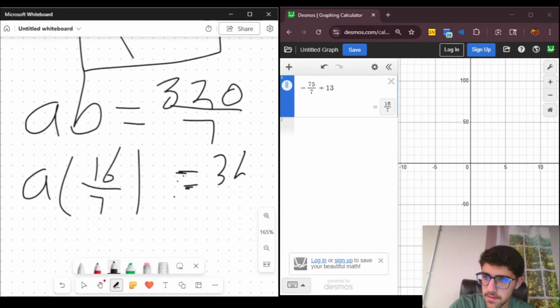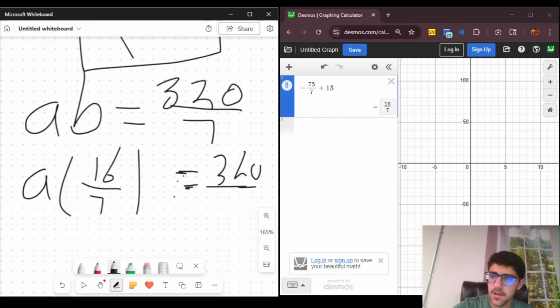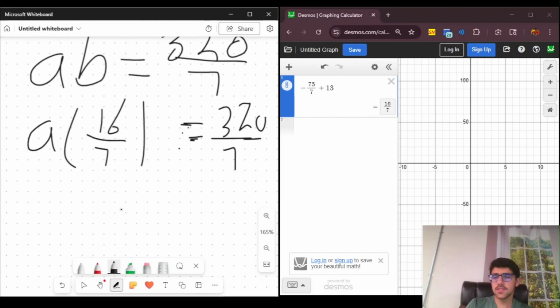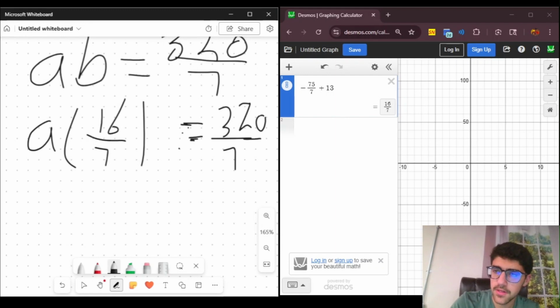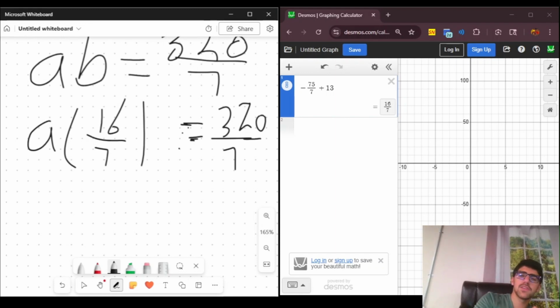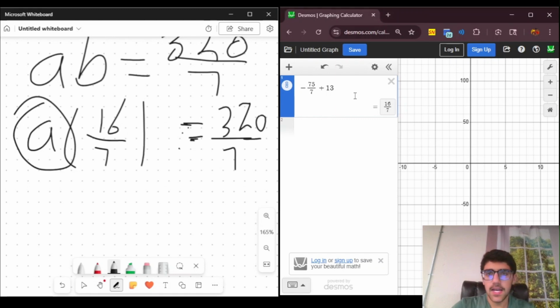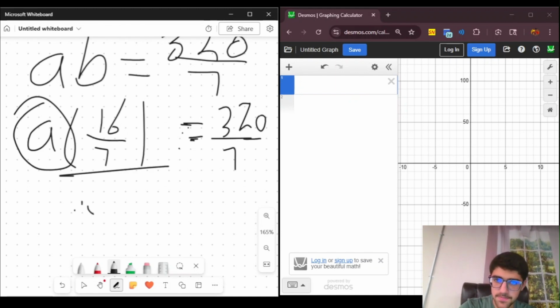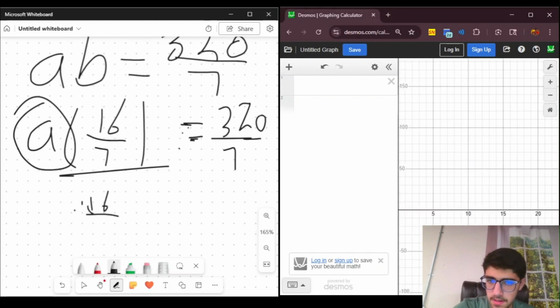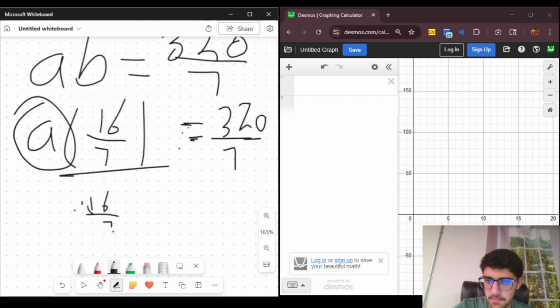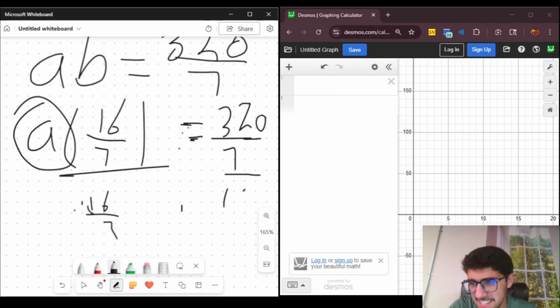equals 320 over 7. From here, you can use the skills you learned in one of the first videos of the algebra domain, which is how to solve for one variable. You could just divide both sides by 16 over 7.